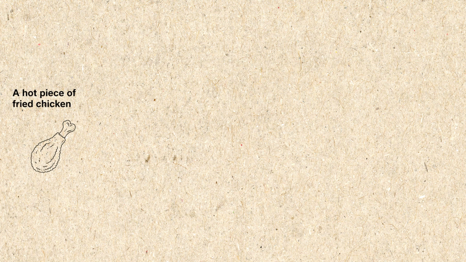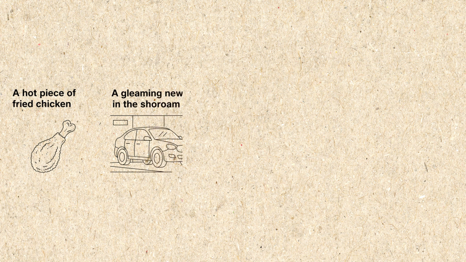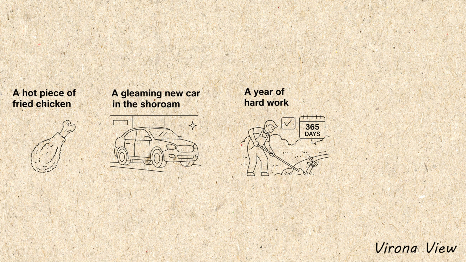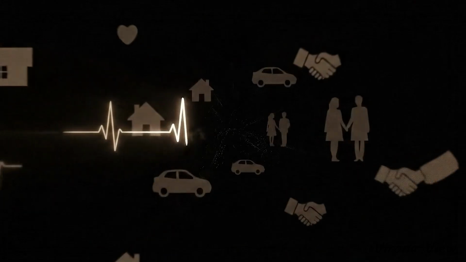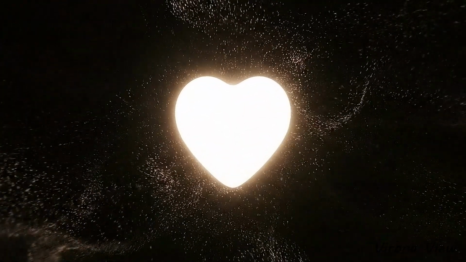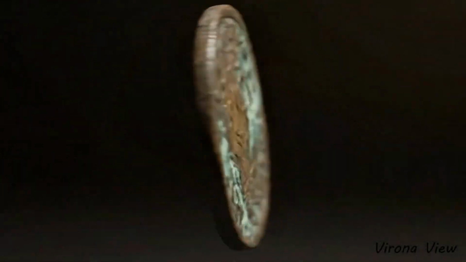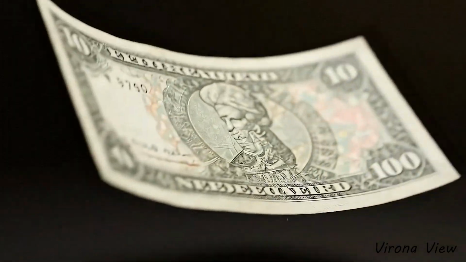A piece of hot, crispy fried chicken, a shiny new car sitting on the showroom floor, a full year of hard work, or just one quiet hour beside the person you love. Everything, whether tangible or intangible, once it enters social life, can be reduced to a single denominator, an invisible unit that shapes nearly every human decision. We call that unit money.